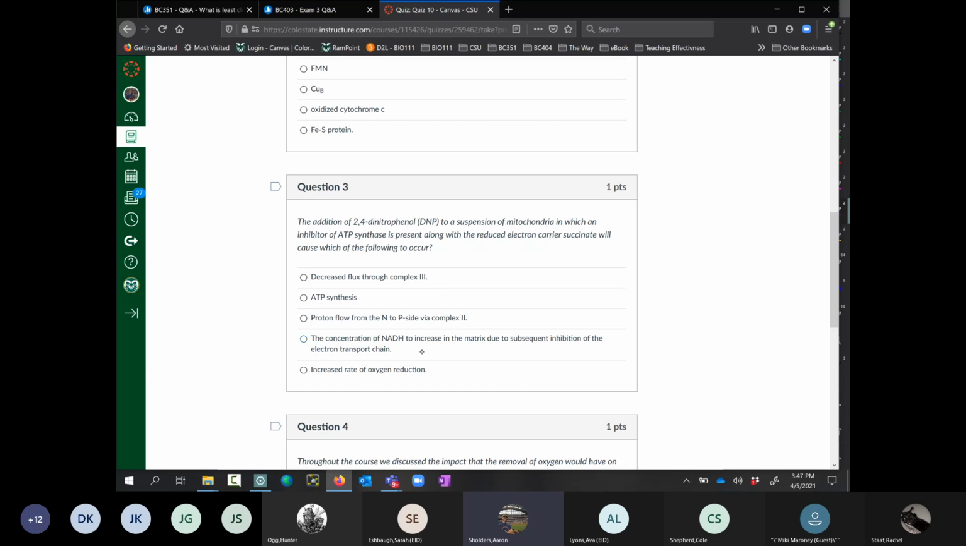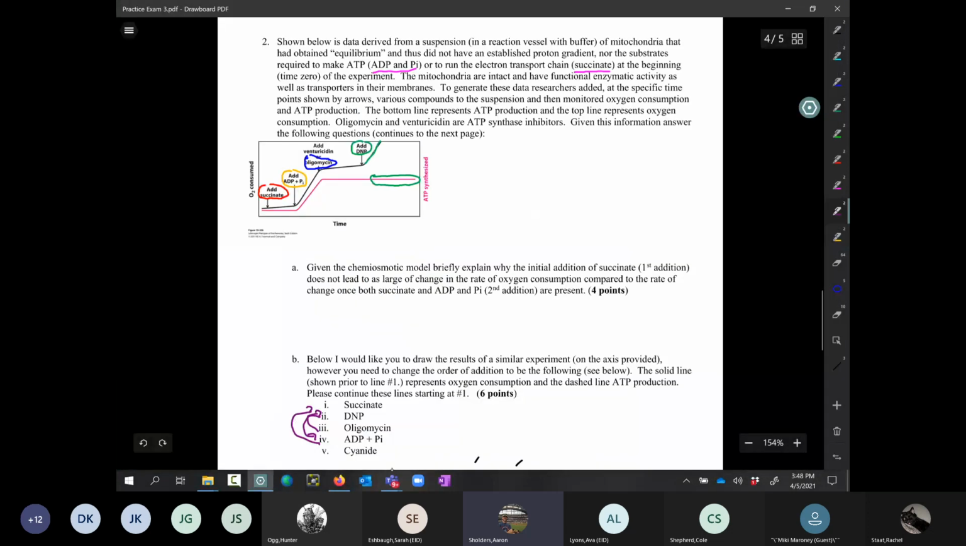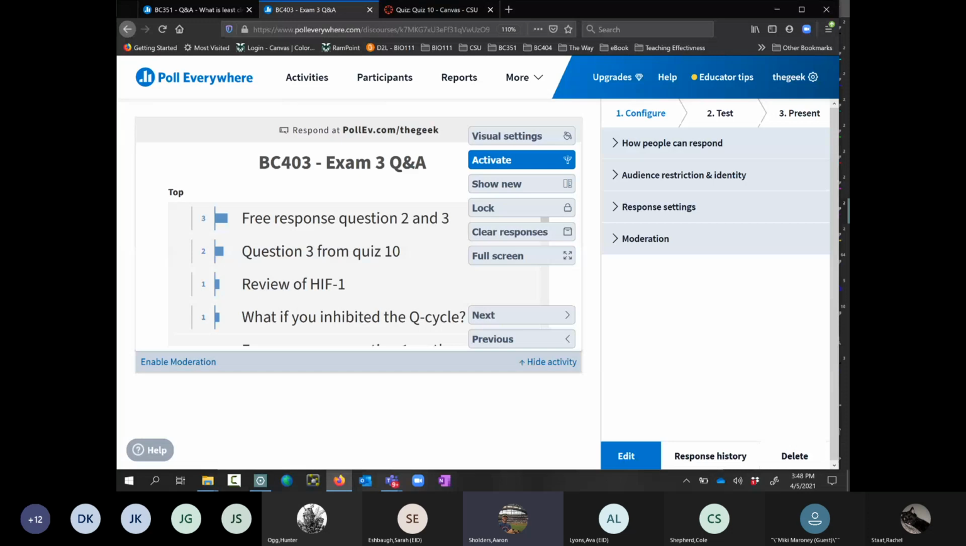The concentration of NADH to increase in the matrix due to the subsequent inhibition of electron transport chain. Electron transport chain will not be inhibited. It will actually start to be activated because you've uncoupled them. Finally, then you're only left with increased rate of oxygen reduction, and that's right. So, okay. Great. Let's come here.